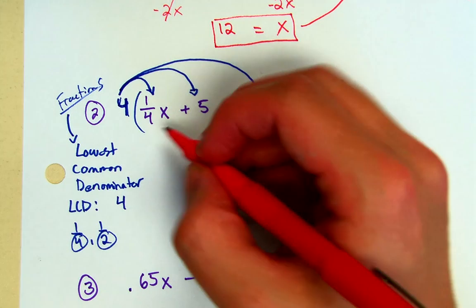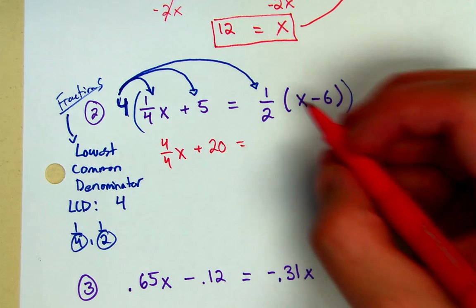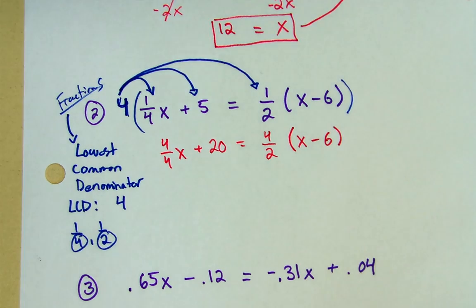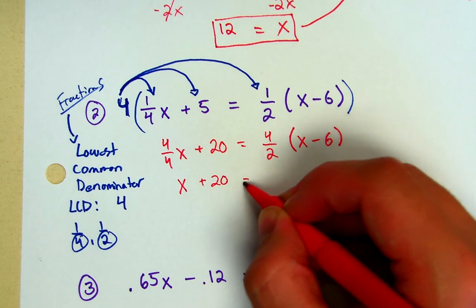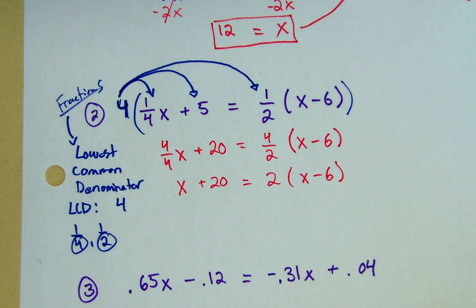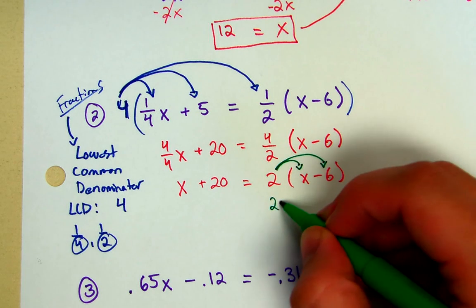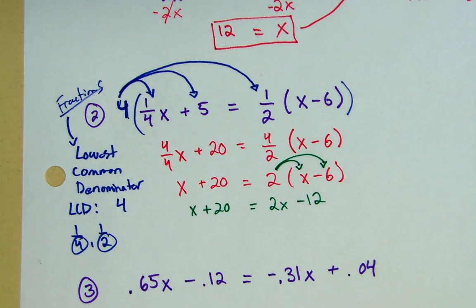So now if I multiply that 4, I have 4 over 4x plus 4 times 5 is 20 equals 4 times 1 over 2. And again, that x minus 6 just comes down because the 4 halves belongs to it. Well, this is really just 1x, so I'm going to do x plus 20 equals 4 divided by 2 is 2, x minus 6. Well, now we have a problem that's just like the last one. We need to distribute first. So I get 2x minus 12, and nothing was distributed over here, so then I'm good there.